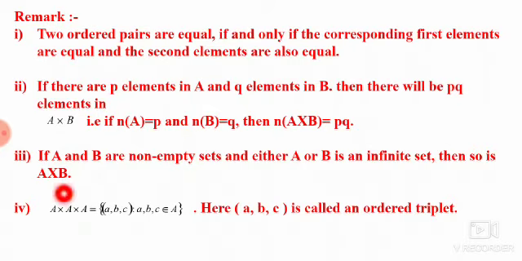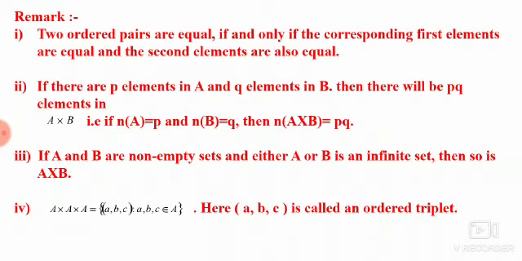Dear students, the fourth note is, right now because of the COVID-19 pandemic, this part is neglected or deleted from the syllabus. Even though, let me take the note, the remark: A cross A cross A is always equal to the set of ordered triples (a, b, c) where these elements belong to the first set. Here (a, b, c) is called an ordered triplet. Here (a, b) is called a duplet and this is called a triplet.